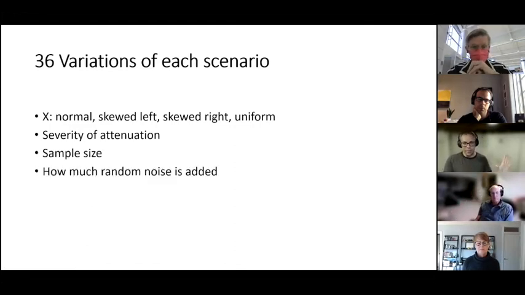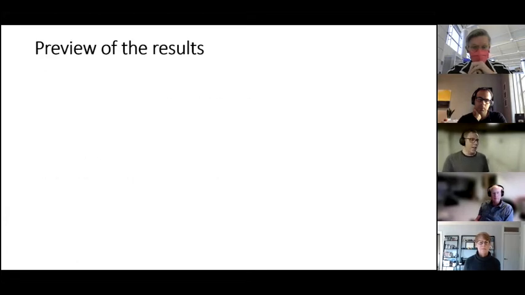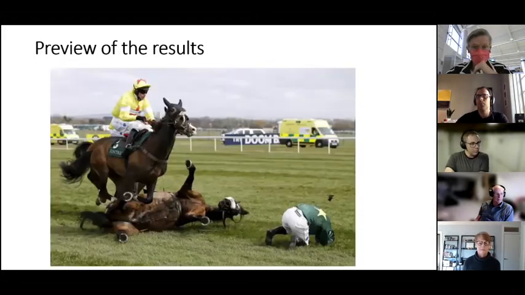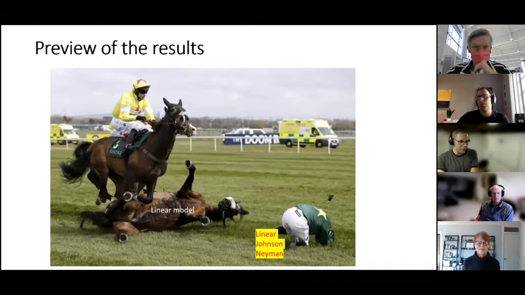So for each of those 2 big scenarios, I have 36 variations, leading to 72 variations. And for each of them, I run about 5,000 simulations, and I ask, how often do I incorrectly conclude that there is an interaction? Sorry, that the effect reverses and becomes negative when it's in fact always positive or zero. This is just previewing the results for what's coming.